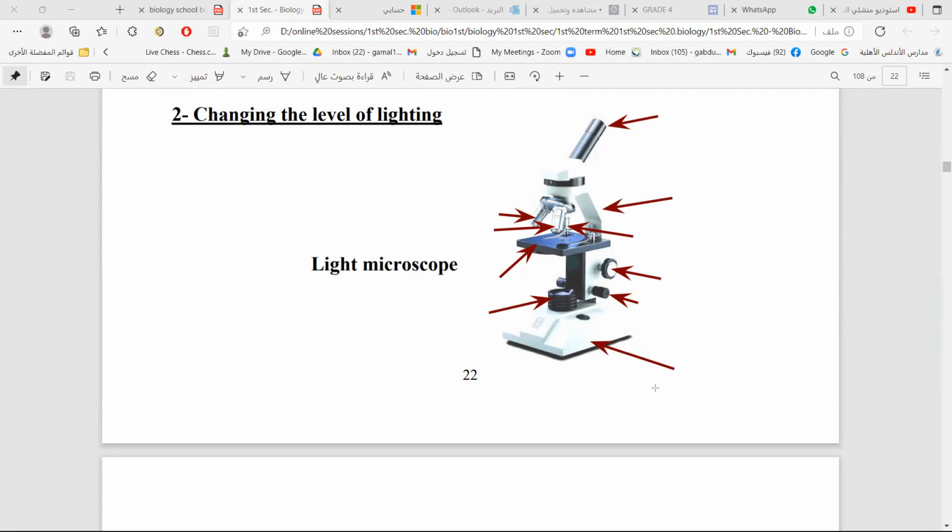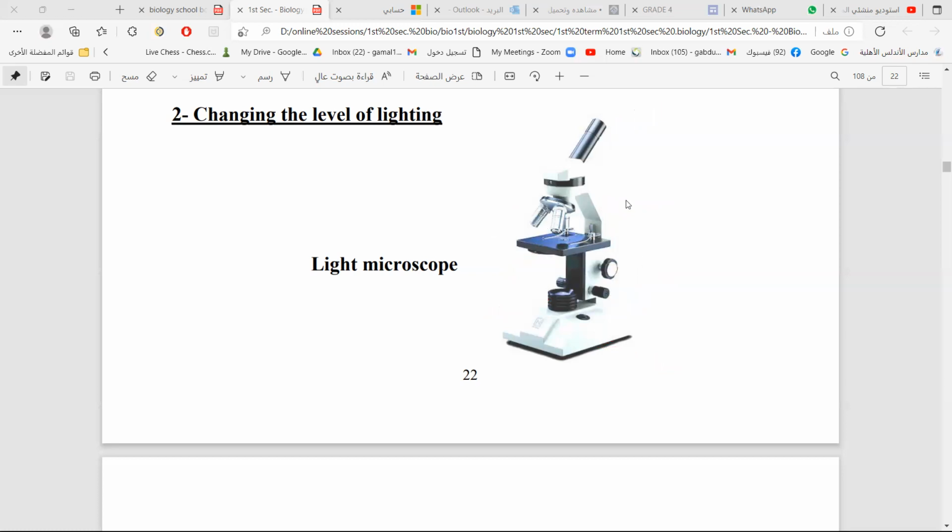There are many parts, some mechanical parts like the arm, the fine adjustment, the large adjustment and the base. These are called mechanical parts. And there are light parts like the ocular lens, the objective lens, and the mirror. These are the light parts. Okay.